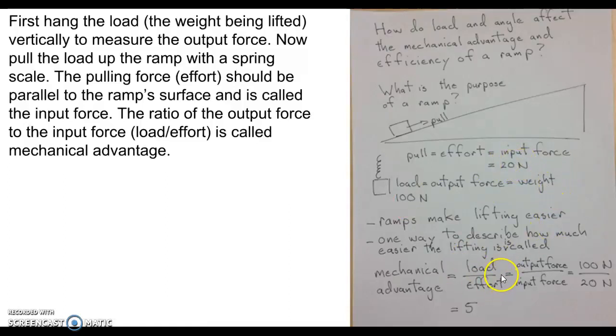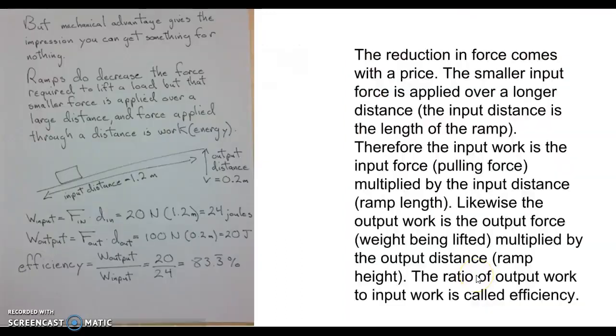And we're going to describe how much easier it makes the lifting with a ratio called mechanical advantage. So load divided by effort, or output force divided by input force. In this case, 100 divided by 20 is 5. That's our mechanical advantage. However, as usual, you can't get something for nothing, and this smaller force must be applied over a larger distance. In this case, the hypotenuse of the length of the ramp, the input distance, is 1.2 meters.